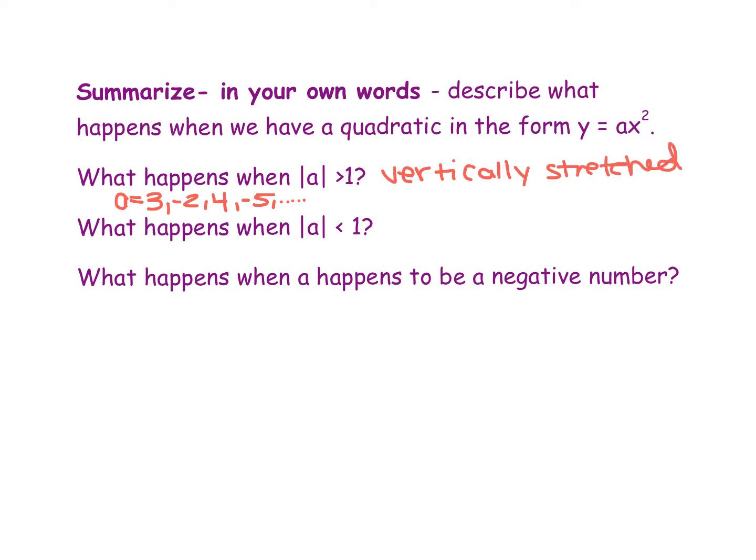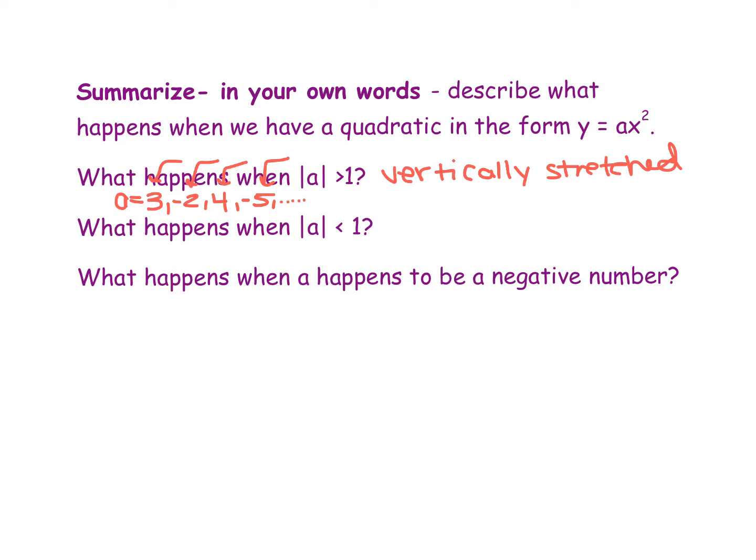And these get vertically stretched, and essentially your graph becomes 3 times as tall, or 2 times as tall, 4 times as tall, 5 times as tall, etc. So when the absolute value of A, or the distance from 0 of A, was more than 1 unit away, that graph became vertically stretched.